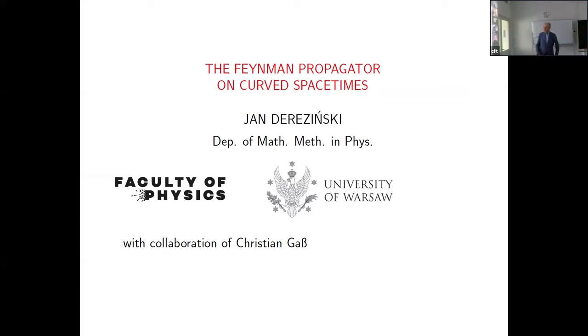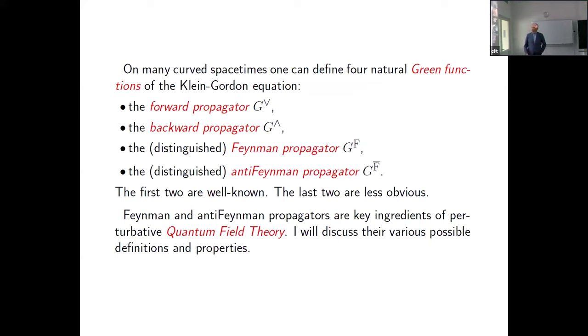So I will talk about results obtained in collaboration with my postdoc Christian Gass. On many curved spacetimes, one can define several different Green functions of the Klein-Gordon equation. The best known are the forward propagator and the backward propagator. These are objects which are well known to mathematicians, not only to physicists.